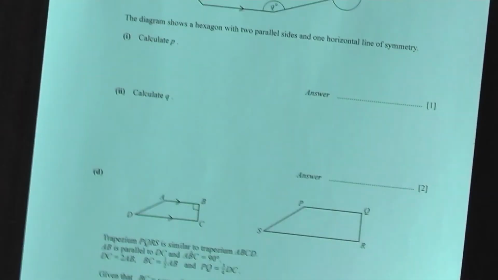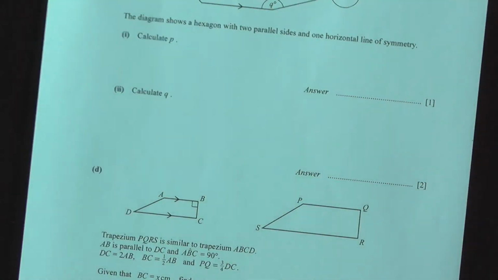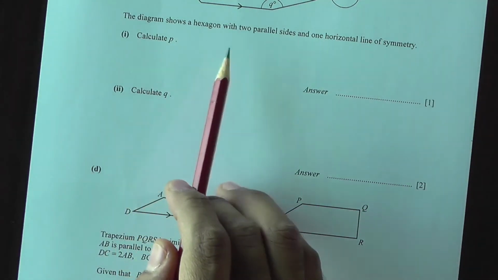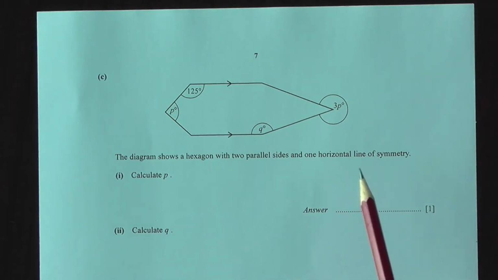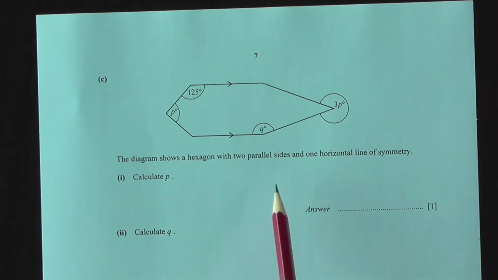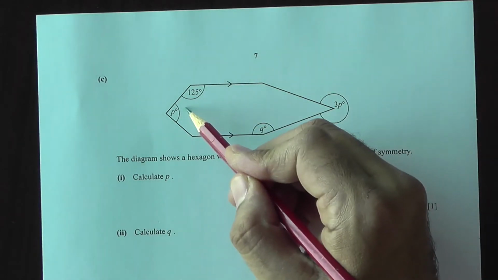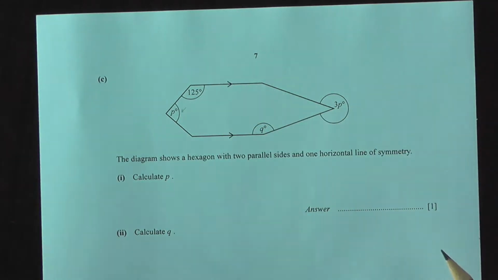The next part of the question says, the diagram shows a hexagon with 2 parallel sides. I hope this is visible. The diagram shows a hexagon with 2 parallel sides and 1 horizontal line of symmetry. Calculate angle P. We have to calculate this angle right here. How do we calculate that?